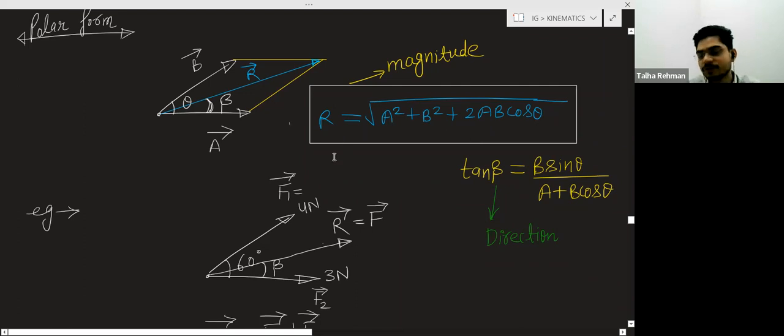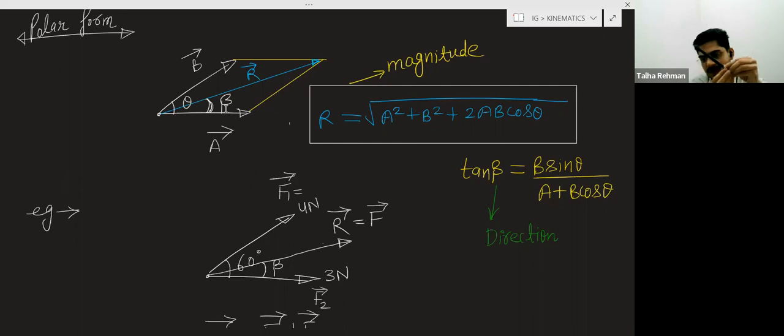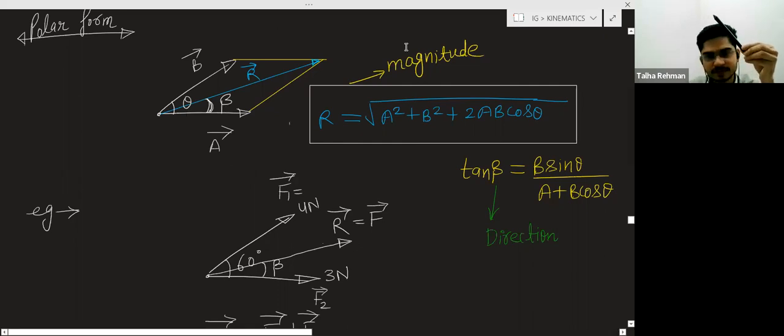And another thing for the vector is direction. Magnitude we have calculated with this formula. Another thing is the direction. Direction means something you can relate with the angle. So if I am saying this pen is like this, see the tip of the pen, this is the initial angle. Now I am increasing the angle.